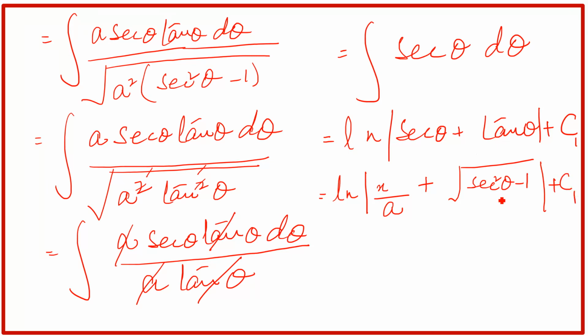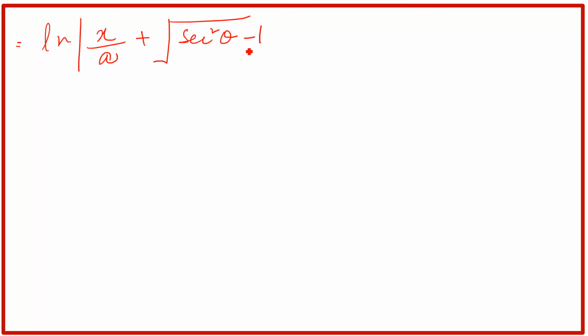Again, this is the important point. Why have I put secant square theta minus 1? I will do this in the next slide so it will be more clear. What I said, natural log of x plus a. This is the value of secant theta. But for tan theta, I have put secant square theta minus 1.